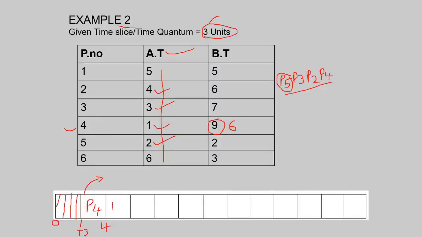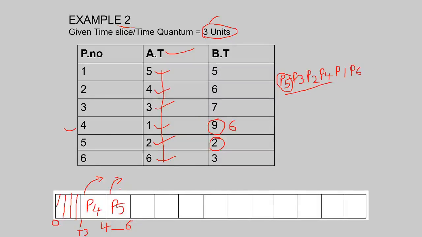So allocate the CPU to process P5. P5 is also going to execute for 3 units, but its burst time is only 2 units. So 4 plus 2 is 6. Now check, while process P5 is executing from 4 to 6, which other processes have arrived in the queue. At unit 5, process P1 has arrived, and at unit 6, process P6 has arrived.